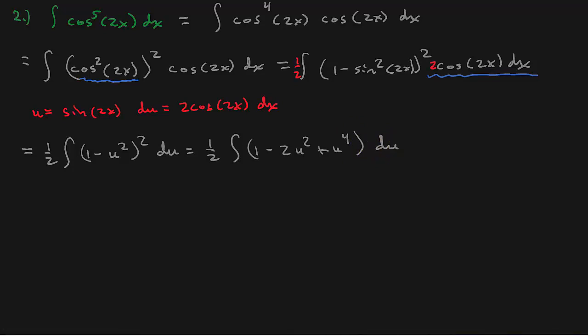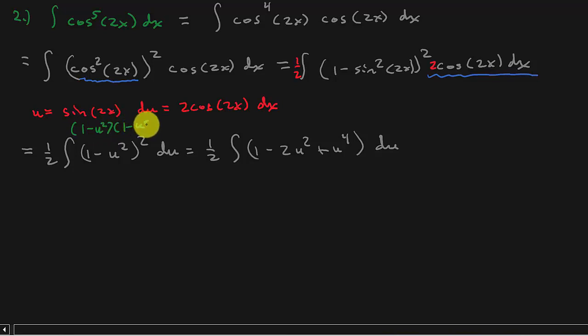So what did I do there? Well, remember, this is just 1 minus u squared times 1 minus u squared, and I just multiplied it out and got this. All right, so now we can integrate each term. So that's going to be 1/2 times u minus 2/3 u cubed plus 1/5 u to the 5th plus c.